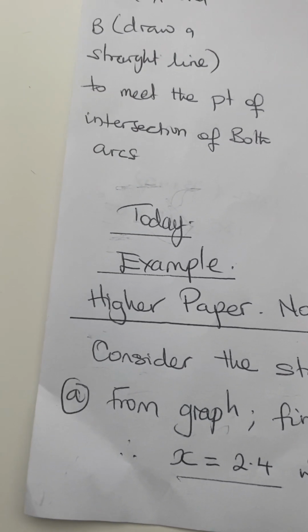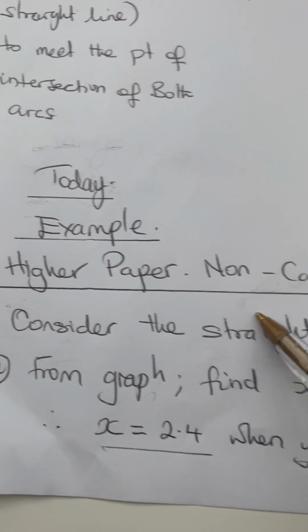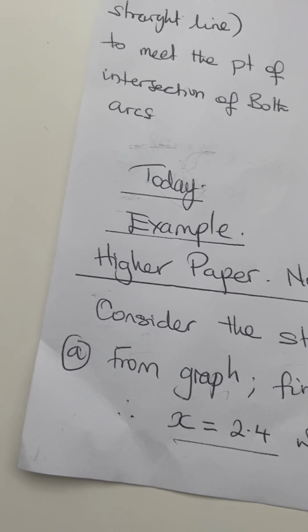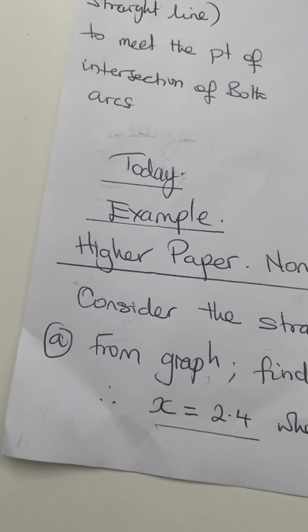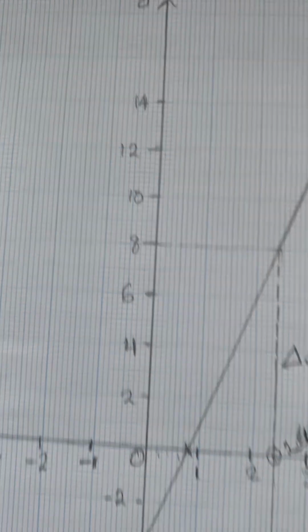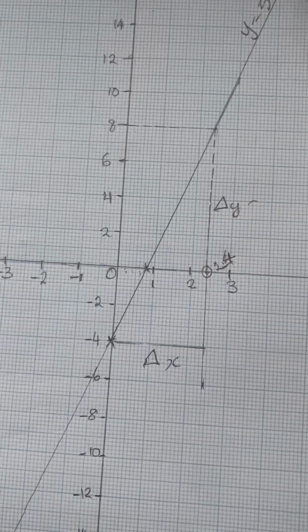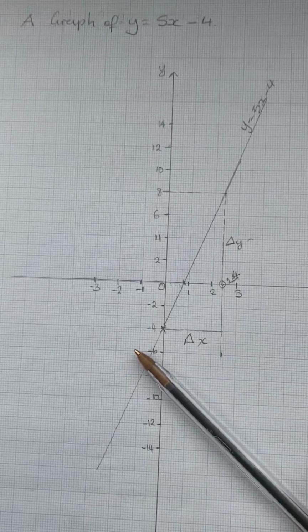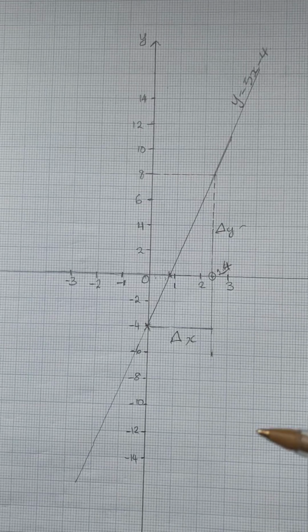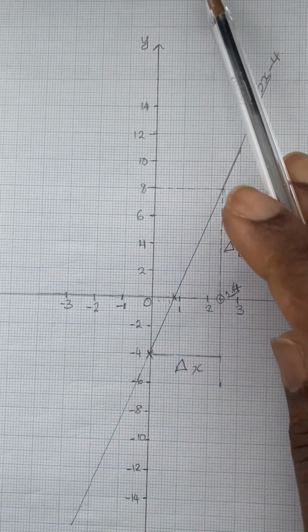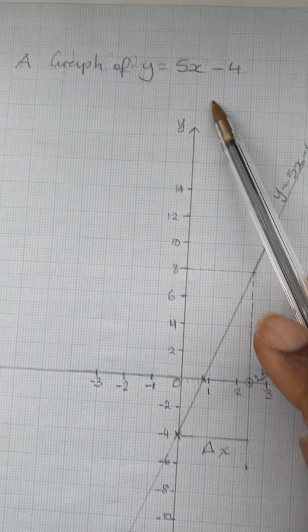Now, today, the example we have is a past paper and it's non-calculator. You're not allowed to use the calculator. Okay, so what they did was consider the straight line graph. Okay, from the graph find x when y is 8. So in this question, they just give us the x-axis, the y-axis, and they drew a straight line. Everything you see, I did it, but they gave us the scale, as you can see. So they didn't give us a title. It wasn't part of the question, so I had to solve it to use it as a title. Okay, as my title here.